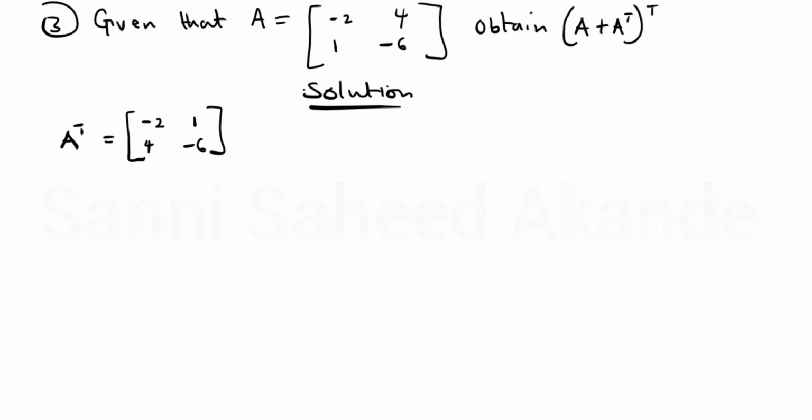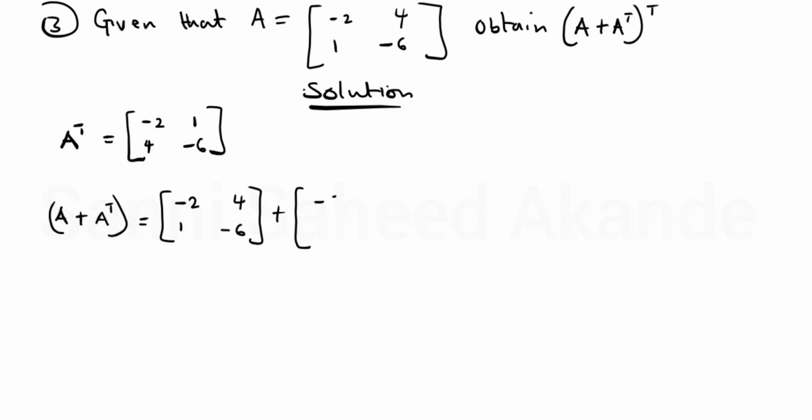Then we will now find A plus A transpose. So A plus A transpose will be equal to A, which is given as minus 2, 4, 1 and minus 6, plus A transpose, which is giving us -2, 1, 4, and -6. Now this is addition of matrices that we have learned in the past.